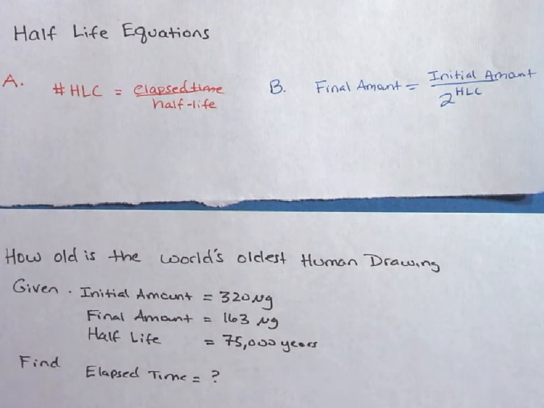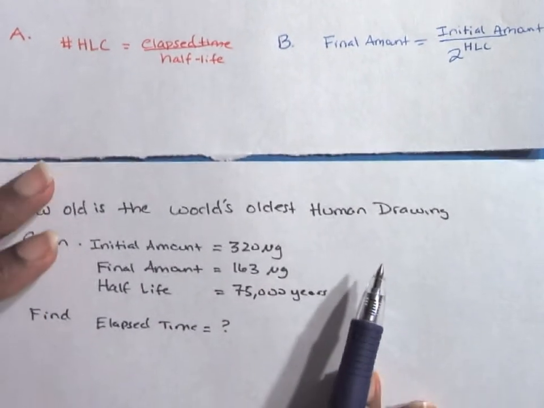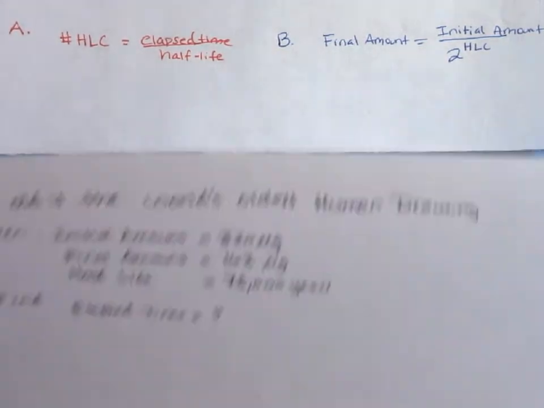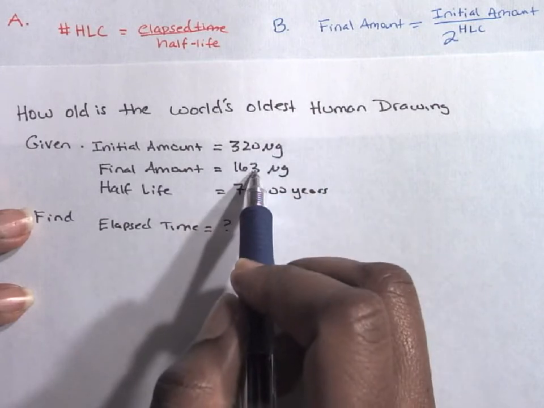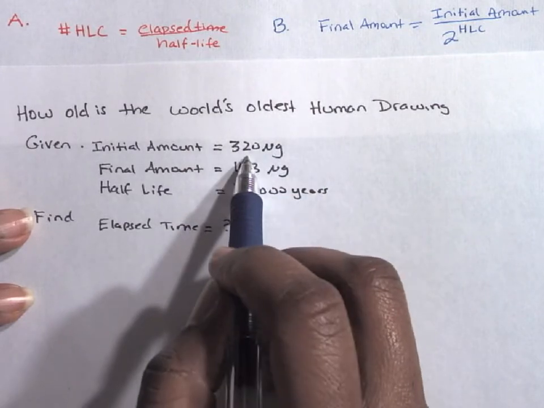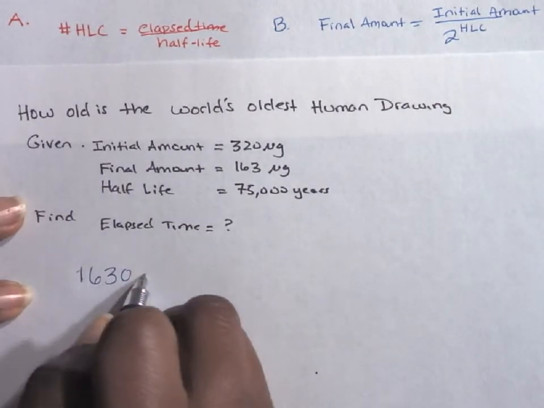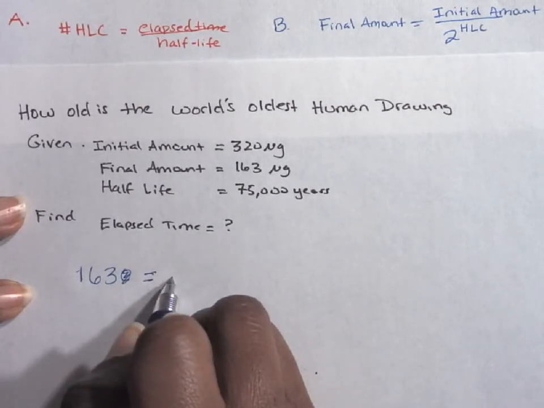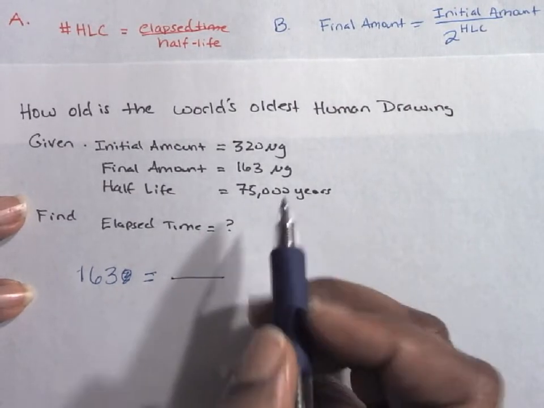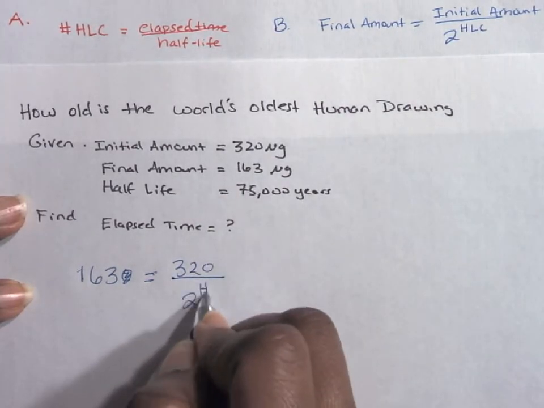So let's go ahead and get started by plugging in our initial amount and final amount into this equation here using our data. So our equation will then be 163 micrograms. I'll just leave the units out. Oops, 163 micrograms is equal to the initial amount, which is 320 micrograms over 2 raised to the power of HLC.